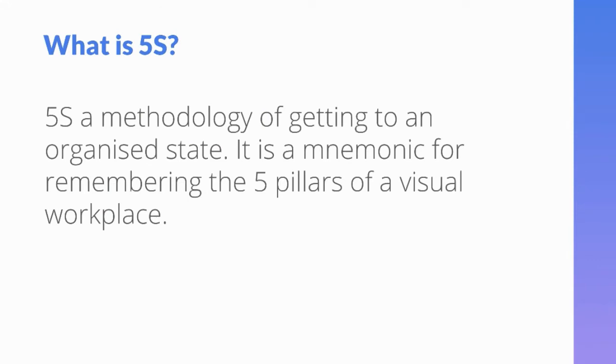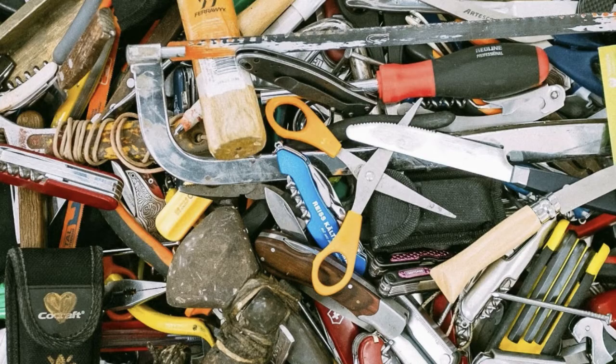So what is 5S? 5S is defined as a methodology. Specifically, 5S is a mnemonic for remembering the five pillars of the visual workplace. In a visual workplace, visual cues from signs to prepared kits show people how to carry out operations safely and efficiently. Let's observe this workstation as we go over the 5S methodology.